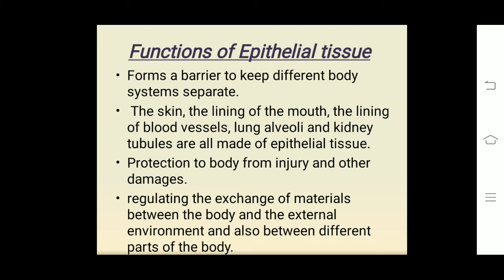Functions of epithelial tissue. It forms a barrier to keep different body systems separate. It also provides protection to the body from injuries and other damages. It also regulates the exchange of materials between the body and the external environment and also between different parts of the body. The skin, the lining of the mouth, the lining of blood vessels, lung alveoli, and kidney tubules are all made of epithelial tissue.